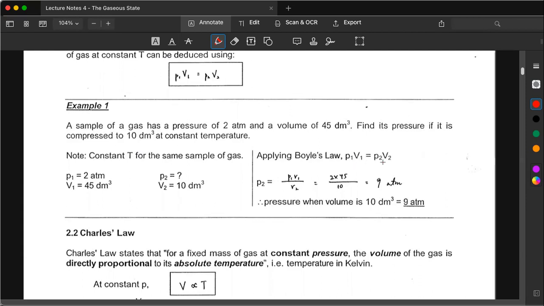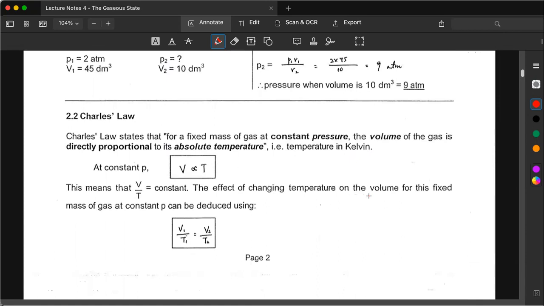P1V1 equals to P2V2. So to find the pressure at 10 dm3, we take P2 equals to P1 times V1 divided by V2, which is the volume of the gas at the required pressure to be determined. So the pressure initially was 2 atm. The volume was 45 dm3. You do not need to do any conversion. We just express the answer in terms of the units given. So 2 times 45 divided by 10 will give us 9 atm. So the pressure when volume is 10 dm3 will be 9 atmospheric pressure.